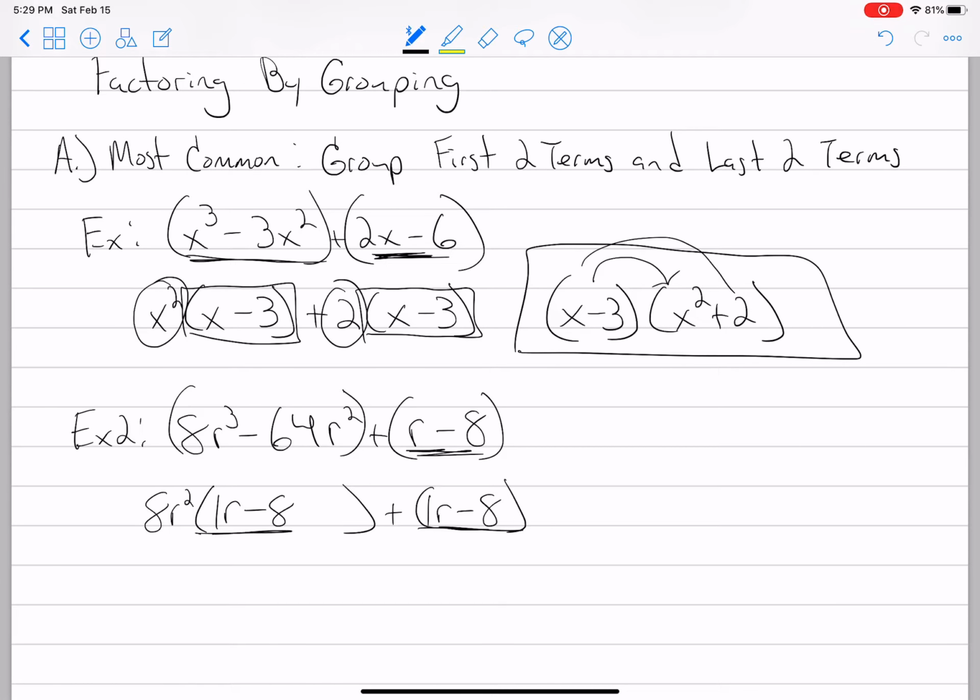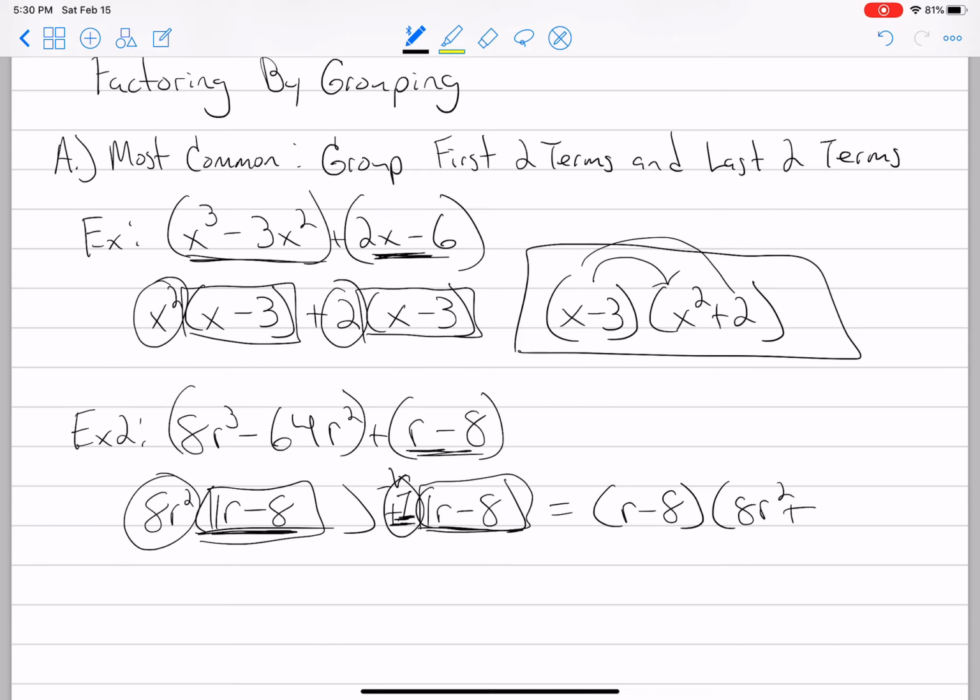Same situation. Here's my key question, though. There's nothing here. What number goes right there? Boom. Hopefully you recognize, well, if there's nothing there, that means there's that invisible 1 right there. Okay? So I'm going to factor the r minus 8 out of each of them. I'm just going to now call it r minus 8. And I'm left with 8r squared plus 1. And I've now factored this second problem.